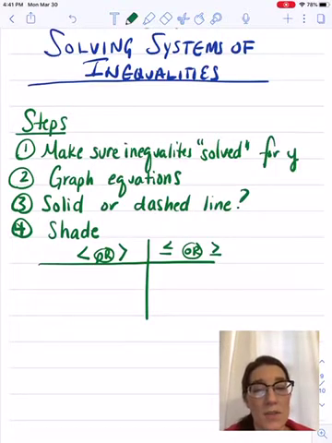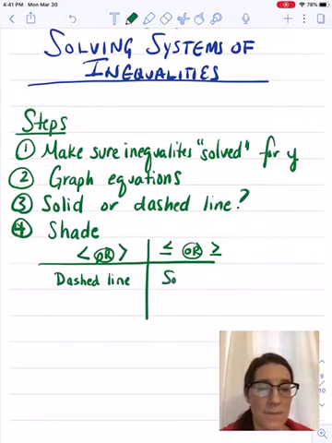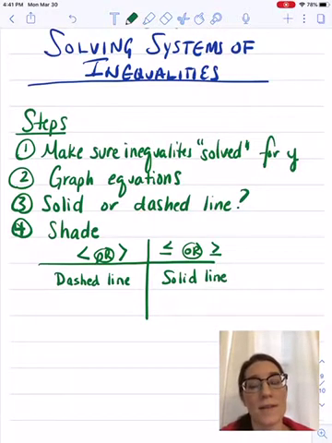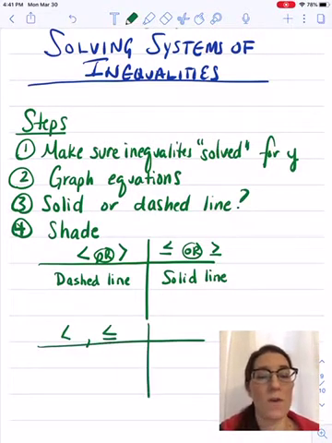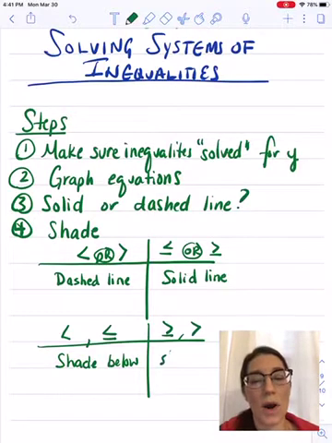But this solid or dashed line, if you do not have a line underneath, then it is a dashed line. So if you are less than or greater than, you are a dashed line. If you are less than or equal to or greater than or equal to, you are a solid line. This should sound familiar. Now, as far as shading goes, we talked about above and below. So if you are less than or equal to, you shade below the line. If you are greater than or equal to or greater than, then you shade above the line.